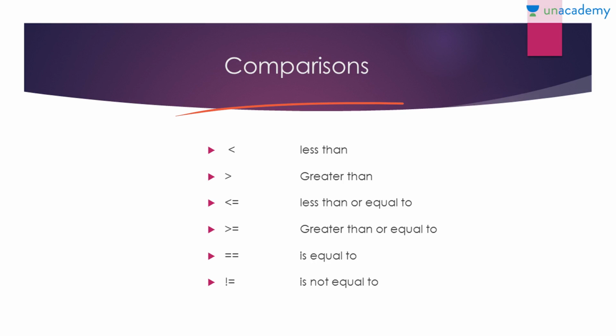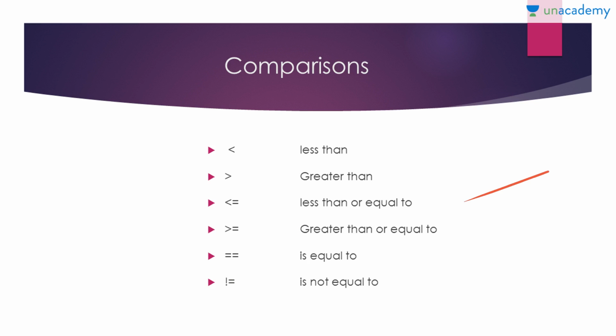If a number is less than the other number, you will use this symbol. In the same way, if a number is greater than, then we'll use the greater than symbol. If it's less than or equal to, then we'll use this symbol. In the same way, if it's greater than or equal to, we will use the greater than or equal to symbol. Now, if two values are the same or equal, we will use the equal sign two times. This is the sign for equal to.